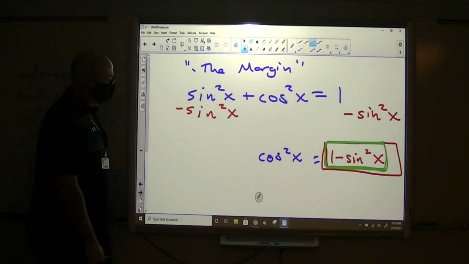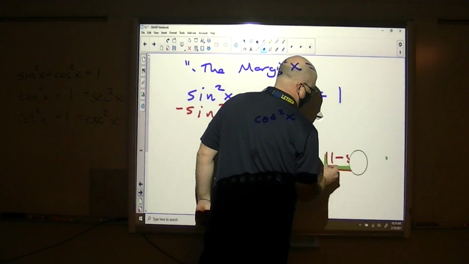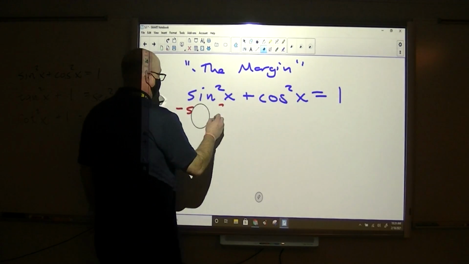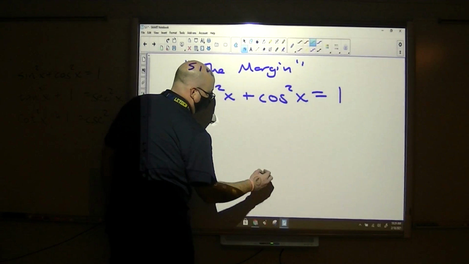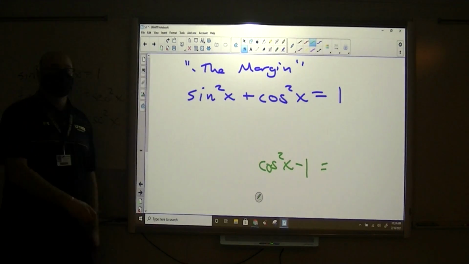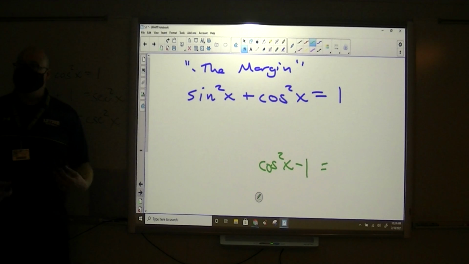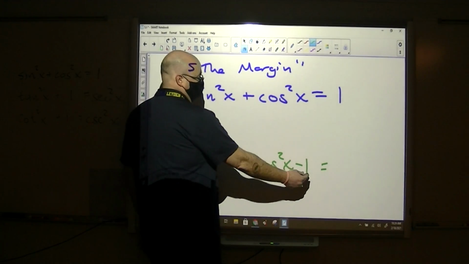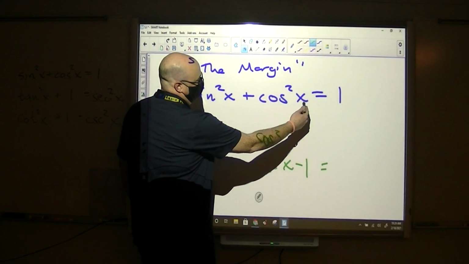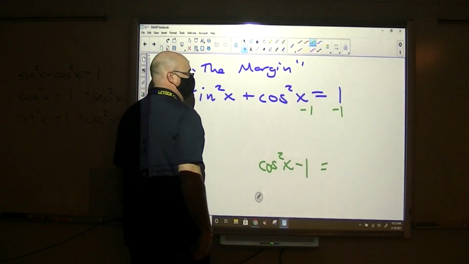Instead, now I'm going to erase this again. Instead, I'm going to shoot for getting cosine squared x minus 1 as my statement. So how do I manipulate this to get cosine squared x minus 1? Well, if I needed to say cosine squared x minus 1, I need a minus 1 here. So I'm going to subtract it, so it's over here now.